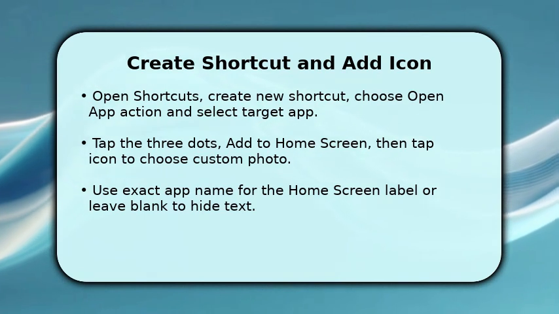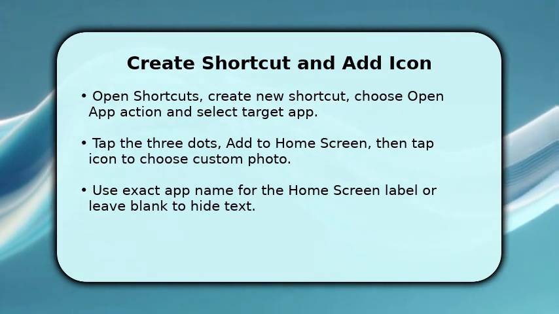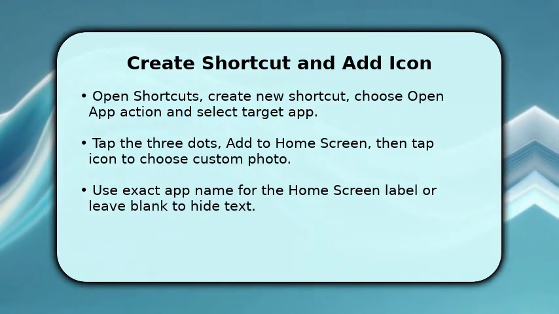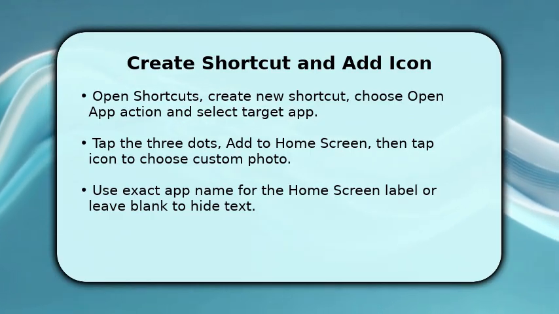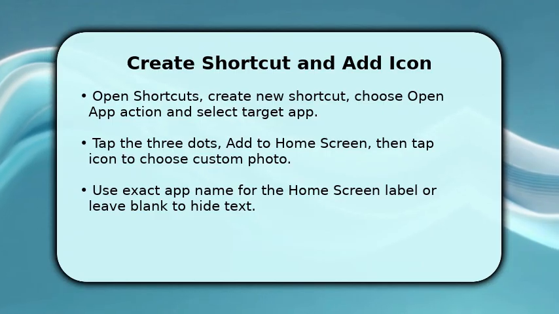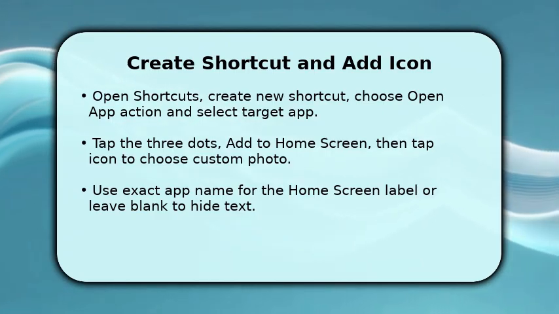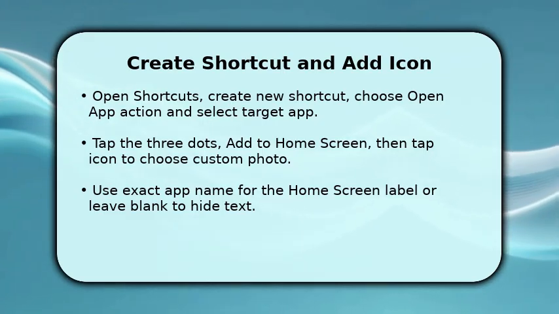Add a new shortcut, pick Open App and choose the app you want to replace. Once done, tap the three dots, choose Add to Home Screen, and tap the icon to select your custom PNG from Photos. After selecting, name the home screen title exactly or remove the label for a cleaner look.